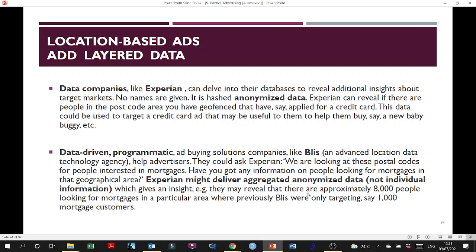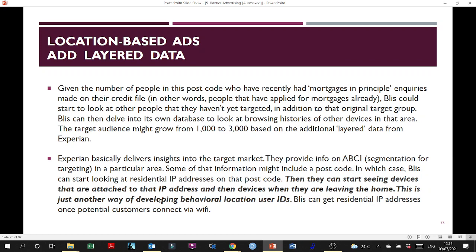So, for example, they may reveal that there are approximately 8,000 people who are looking for mortgages in a particular area, where previously Bliss were only targeting, let's say, 1,000. So instead of targeting 1,000 individuals in the area, now we understand that we're only reaching 1,000 over 8,000 of our potential. So this means that, as a marketing company, we are targeting 1 over 8, which is only 12.5% of our potential, right? So you could probably target more customers.